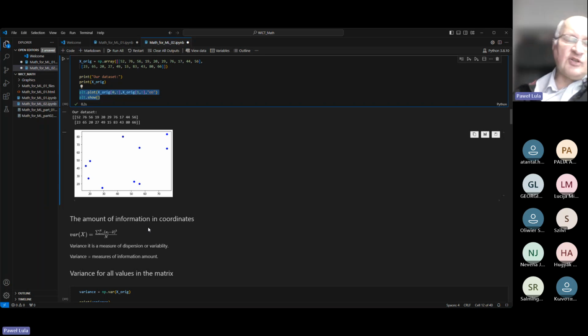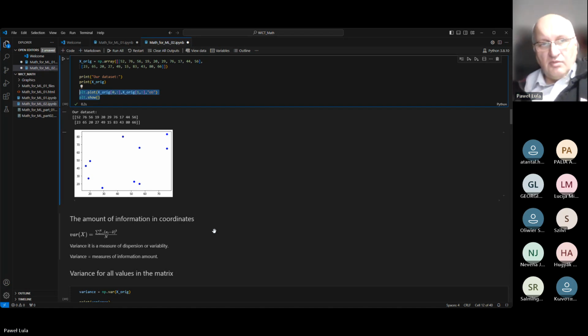So this variance or this standard deviation is defined here. It is defined in this way. We can calculate variance for x coordinates and y coordinates. And variance is a measure of the amount of information which we have in a given variable. Of course, we want to have variables with a huge amount of information in them, but not always it is possible.